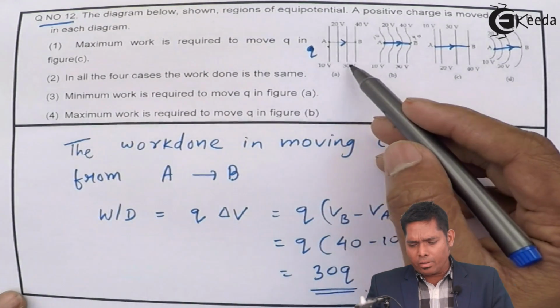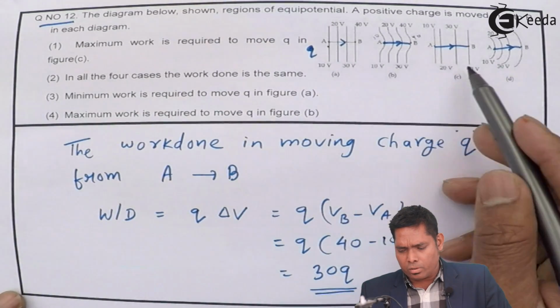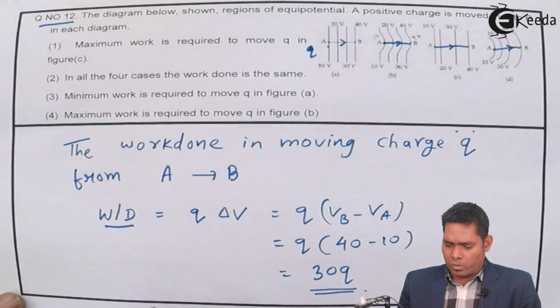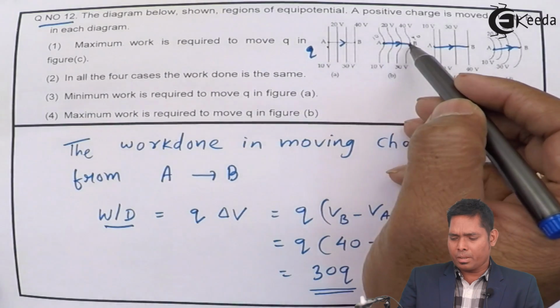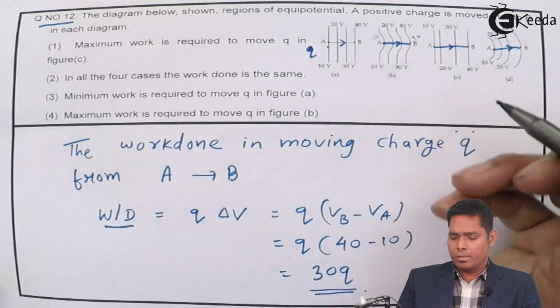In your first one, you'll also get 30Q. In the second one also you'll get 30Q. Third one also and fourth one also. That means the work done you're getting in all the diagrams is same, irrespective of the shape of the equipotentials, because they are equipotentials.